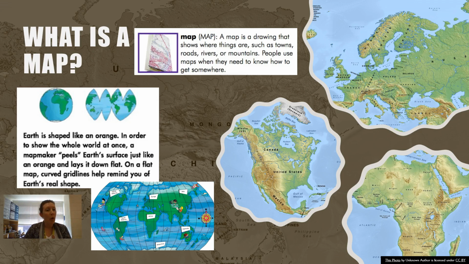In order to show the whole world at once, a map maker peels Earth's surface just like an orange and lays it down flat. On a flat map, curved grid lines help remind you of the Earth's real shape. Those are called latitude and longitude lines. They may be on some maps, but sometimes they're not on maps. Just depends on the map.